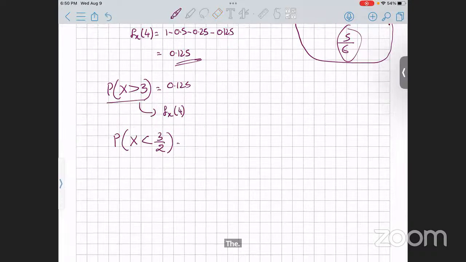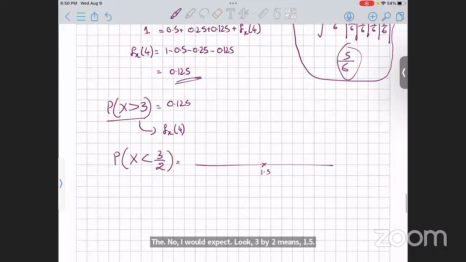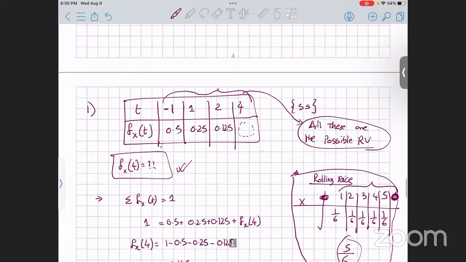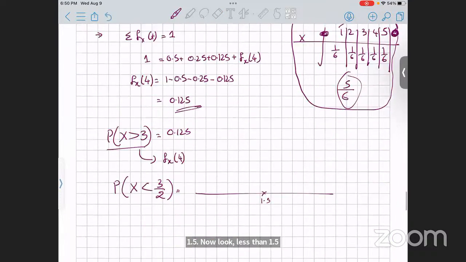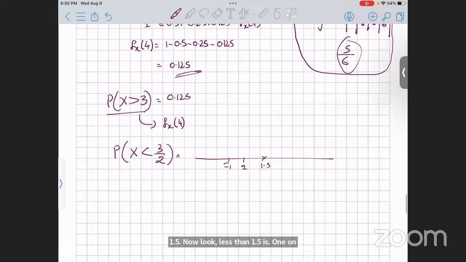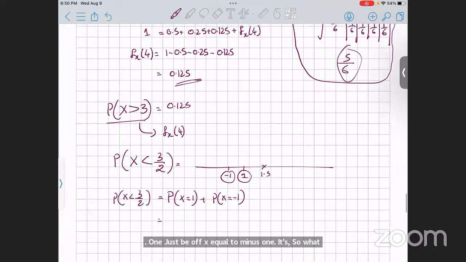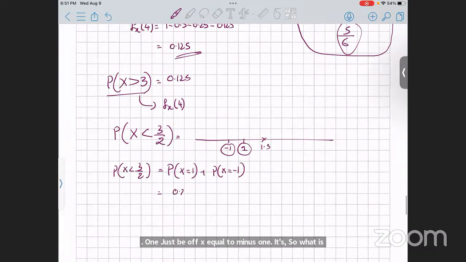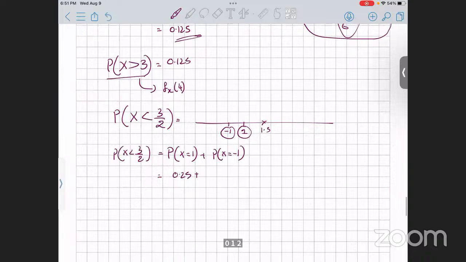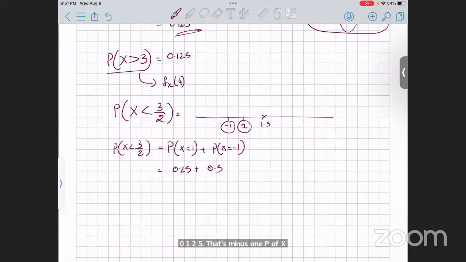Now I will explain. Look, 3 by 2 means 1.5. Now look, less than 1.5 means 1 and minus 1 are there. So we have to add this: P of x equal to 1 plus P of x equal to minus 1, that equals P of x less than 3 by 2. So what is P of x equal to 1? 0.25, plus P of x equal to minus 1, 0.5. So the answer is 0.75. Okay. Clear everyone?